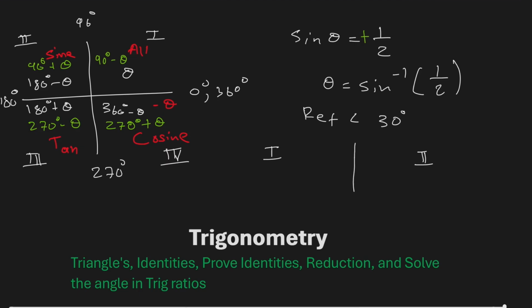So when you solve trigonometric equations, you must always remember that you need to give the general solution. You don't only give one solution that you get. That is only the reference angle. It's not the only solution. Please bear that in mind.